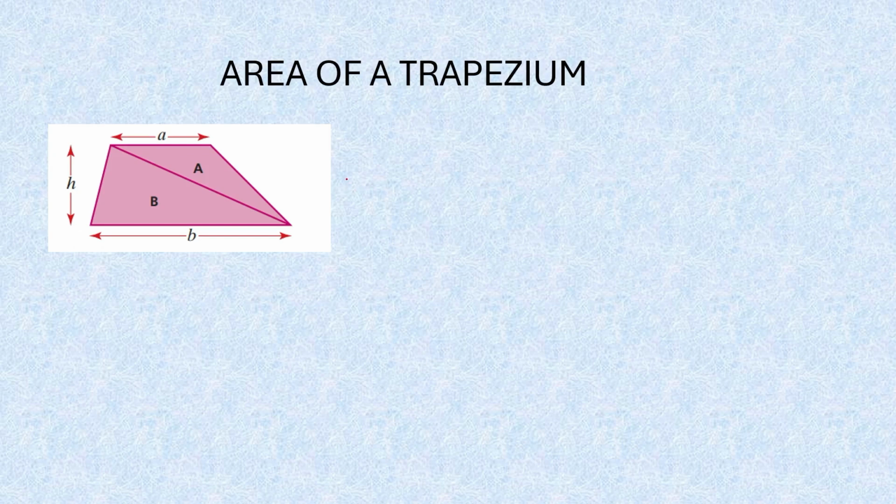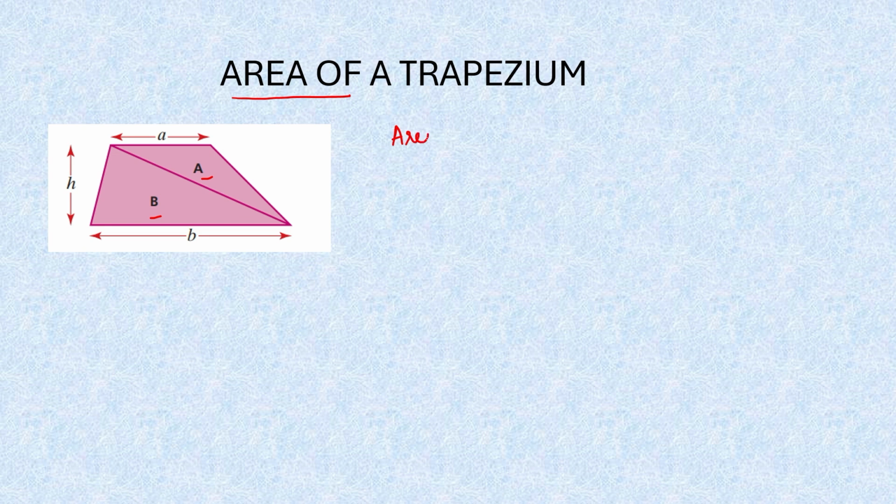Now we have split this trapezium into two parts, A and B. This is your trapezium. We have split the trapezium into two triangles named A and B. For finding out the area of the trapezium, if we find out the areas of both these triangles and add them together, we can find out the area of the whole figure, which is your trapezium. So let's first find out the area of a triangle.